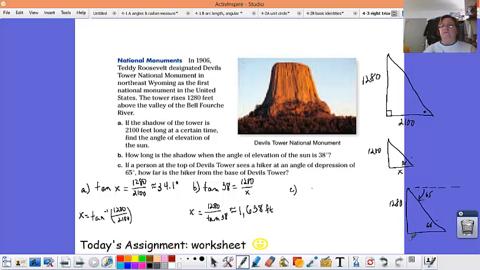How far is the hiker from the base? So this is the distance we want. We've got a new angle, 65 degrees, opposite and adjacent still, so this is still a tangent problem. The tangent of 65 degrees will equal, opposite is 1280, adjacent we don't know, but variables on the bottom, so I know I'm going to divide. X will equal 1280 divided by the tangent of 65.